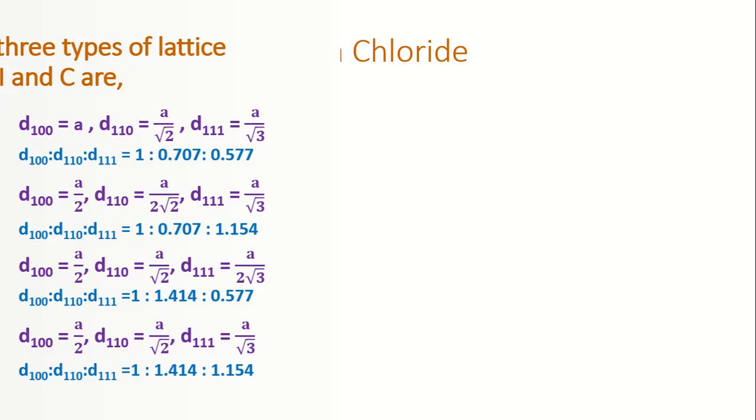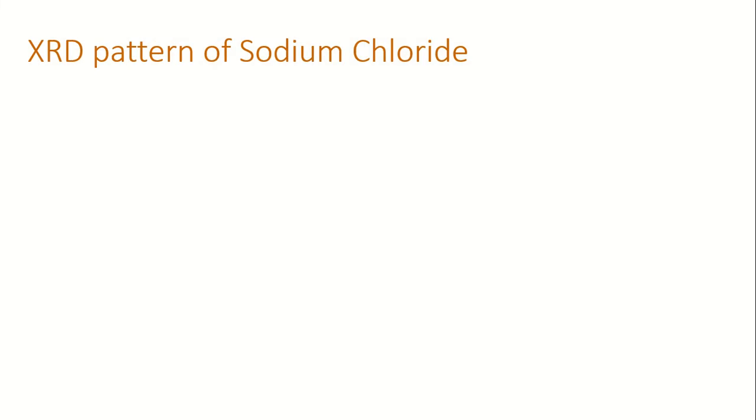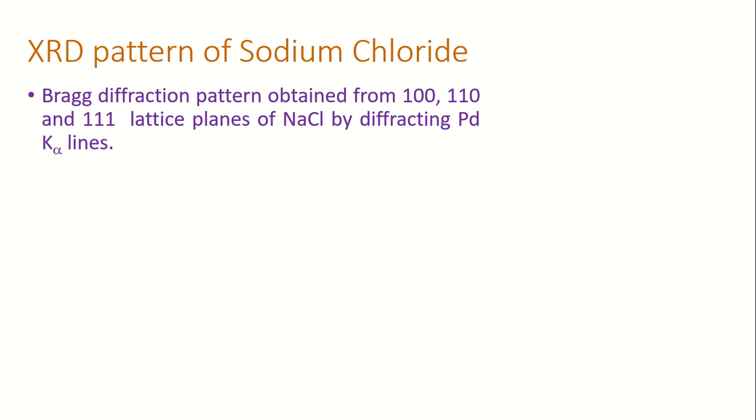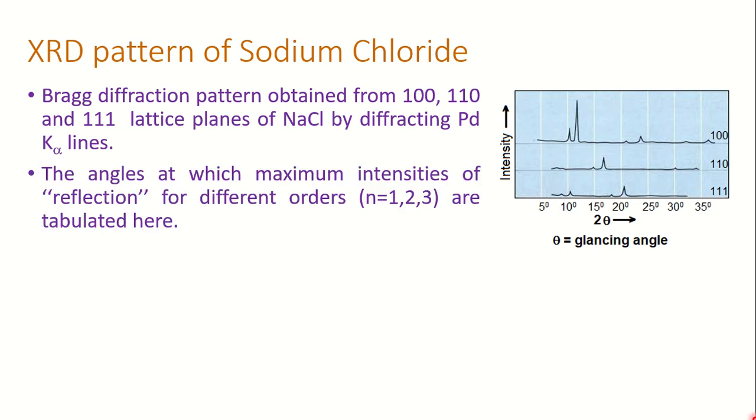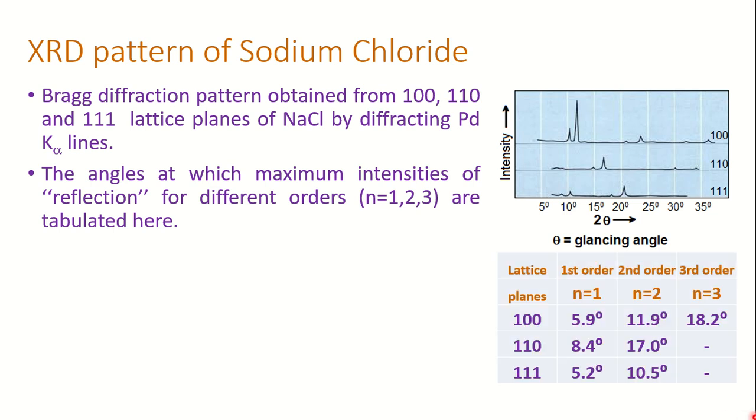Now we have to see what the XRD pattern of sodium chloride should be. The Bragg diffraction pattern obtained from the 100, 110 and 111 lattice planes of sodium chloride by diffracting palladium K alpha lines looks like this. This is the XRD picture. The angles at which maximum intensities of reflection occur for different orders are now tabulated here.